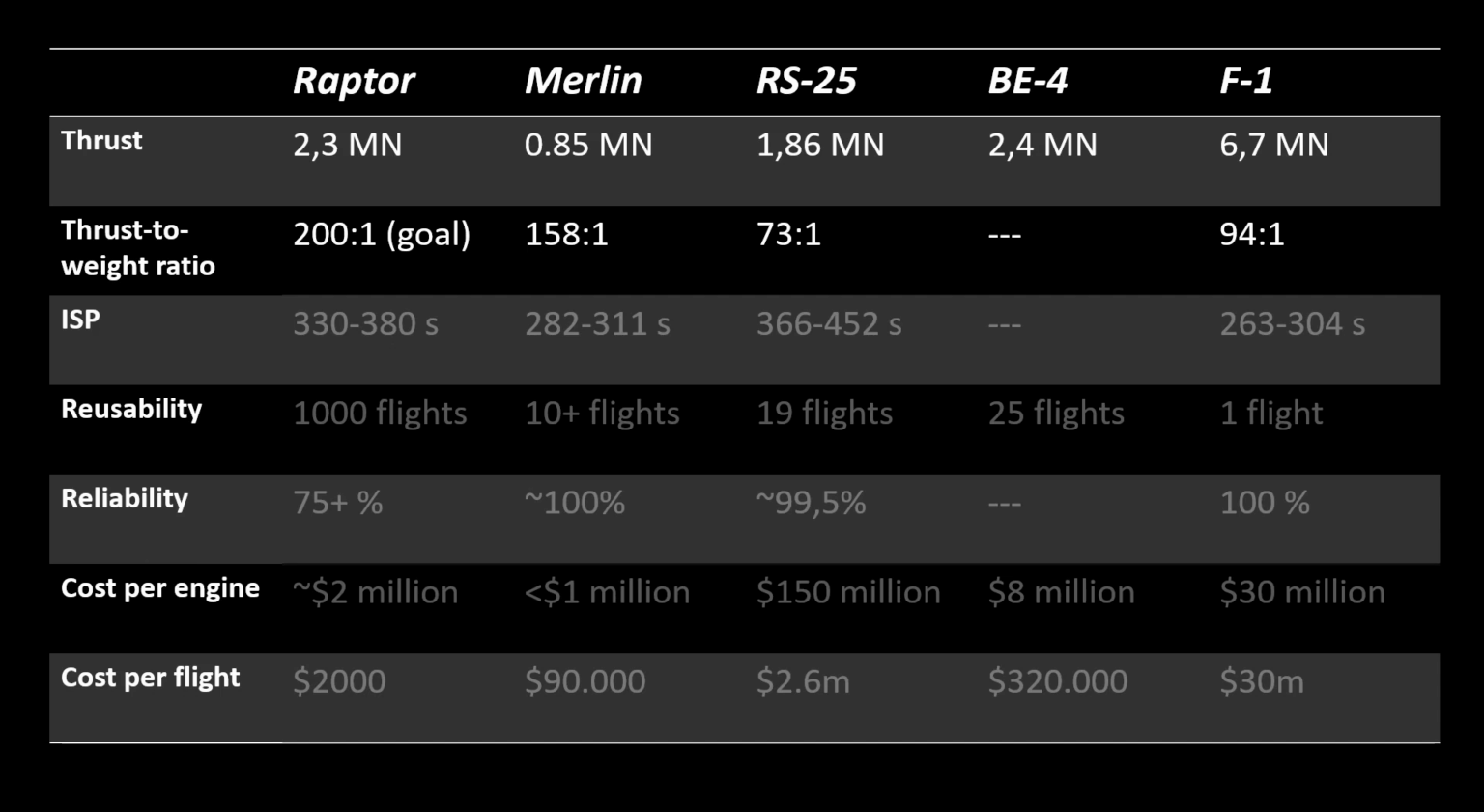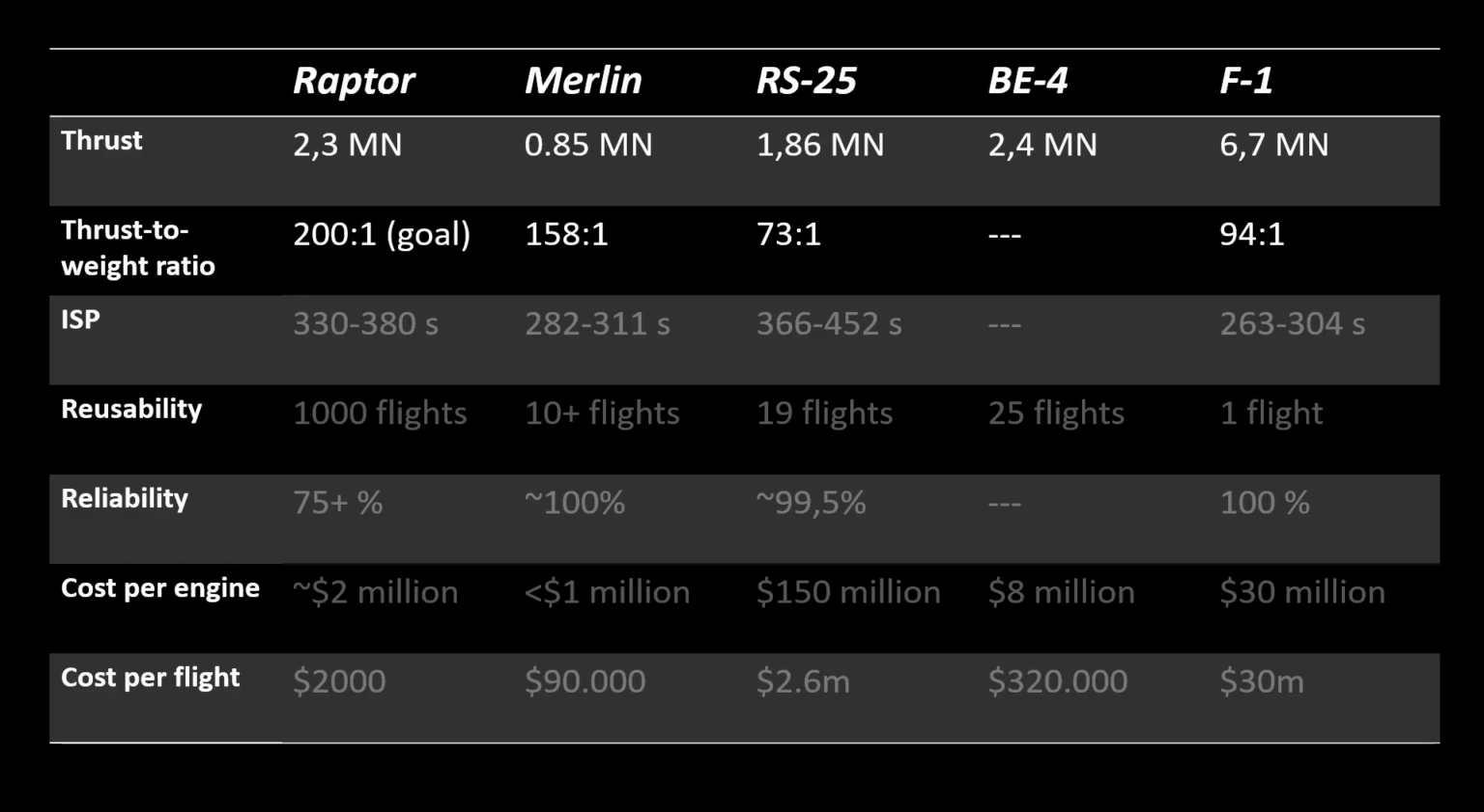Despite using a fuel with higher energy density than the Raptor's methane, the Merlin achieves a thrust to weight ratio that is even worse than the Raptor with about 158 to 1. I said even worse here, but that's still one of the best engines in terms of thrust to weight ratio that we have. The hydrogen-powered RS-25 has a good amount of thrust, but it weighs a lot and therefore only reaches a thrust to weight ratio of 73 to 1.